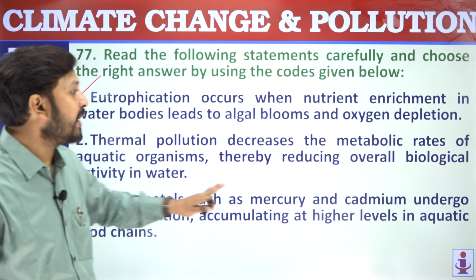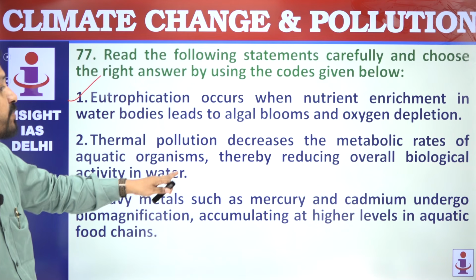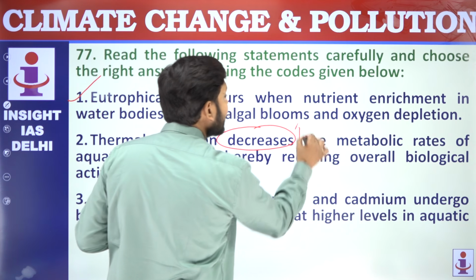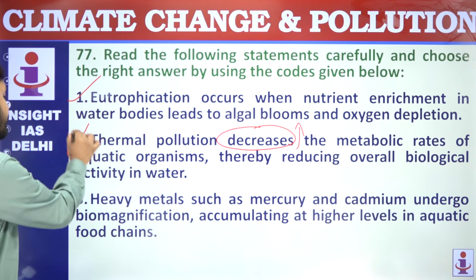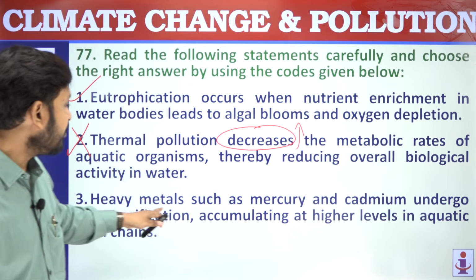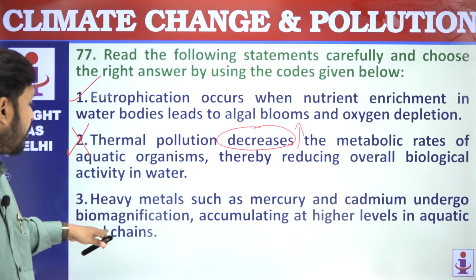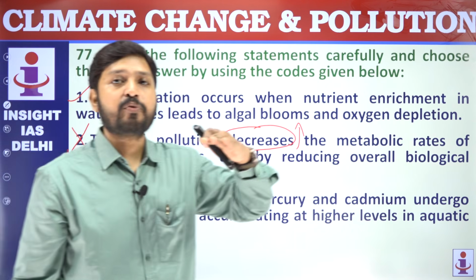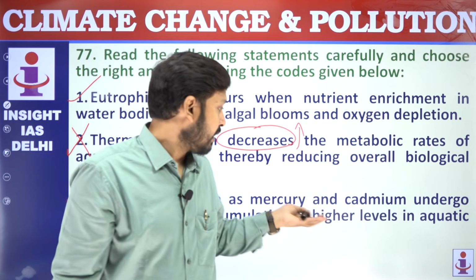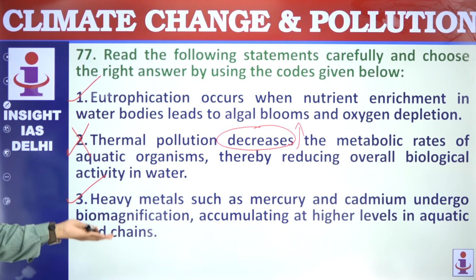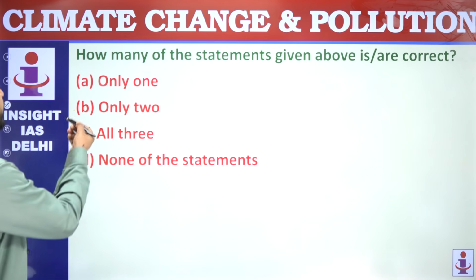Thermal pollution decreases the metabolic rate of aquatic organisms, thereby reducing overall biological activity in water. No, thermal pollution will increase the metabolic rate. So this is the wrong statement. Wherever there is high temperature, more metabolic activity will be there in the water bodies. Heavy metals such as mercury and cadmium undergo biomagnification, accumulation at the higher levels in the aquatic food chain. Yes, from one trophic level to another, these cadmium and mercury will keep on increasing, right? So this is nothing but biomagnification and accumulation. So the third statement is right, 1 and 3 are correct and they're asking for the correct one. Only 2 statements are correct.